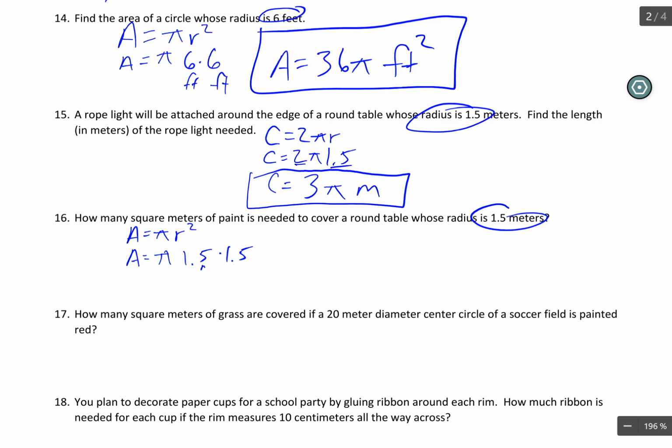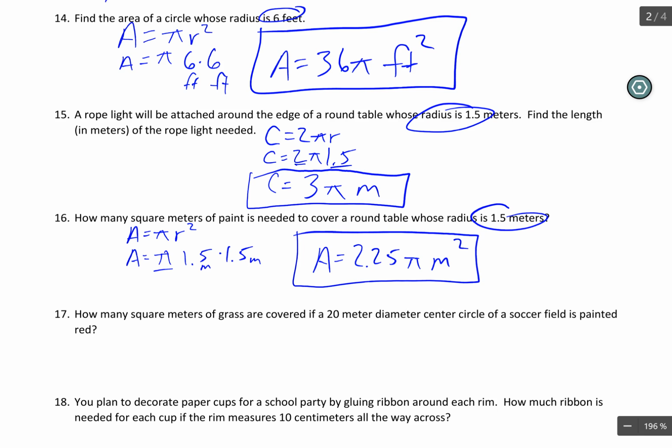So it's 1.5 meters times 1.5 meters. And so 1.5 times 1.5 is 2.25. And times, well, hold on, times pi, so I can't forget pi. So 2.25 pi times, or my units rather, are meters times meters, which are meters squared. So that will give me my answer of 2.25 pi meters squared.